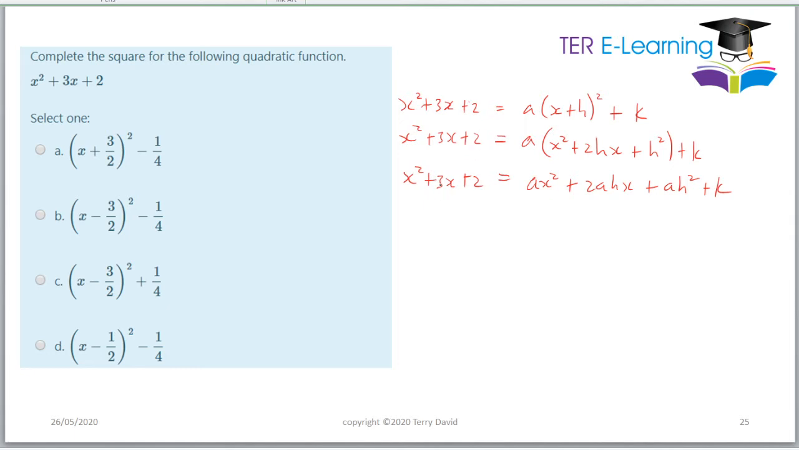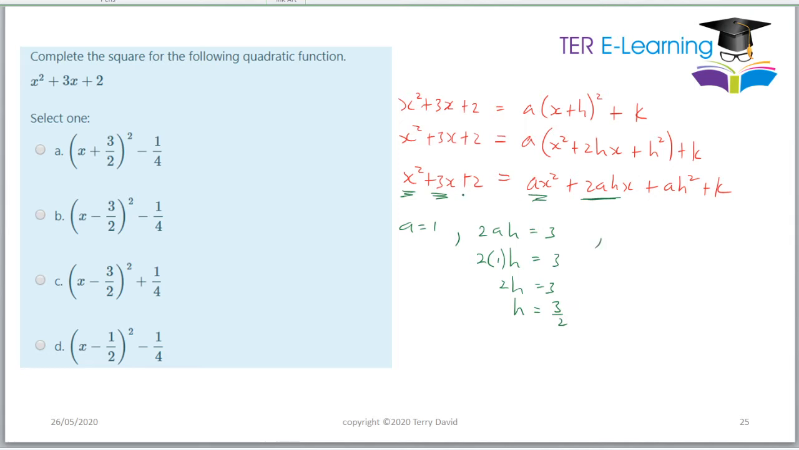So now we're going to equate coefficients. If you equate coefficients, all you have is x squared here, and you have ax squared here. So therefore, a is equal to 1, right? Then you have plus 3x here, but you have plus 2ahx. So therefore, 2ah is equal to 3. And we know a is 1, so 2 by 1 by h is equal to 3. So therefore, 2h equals 3. h is equal to 3 over 2, right? So you've found out h already.